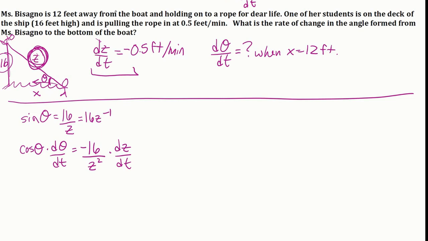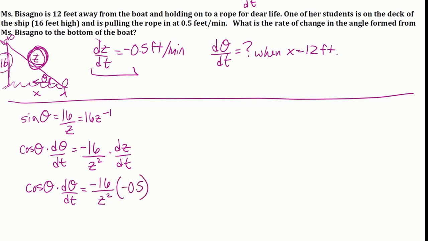And then let's plug in what we know. Cosine theta, I don't know right this minute, so I'm going to hold off on that. I obviously don't know what d theta dt is. That's what I'm trying to solve. Do I know what z is? I do not know what z is right this second, but I can figure that out. And dz dt is negative 0.5.